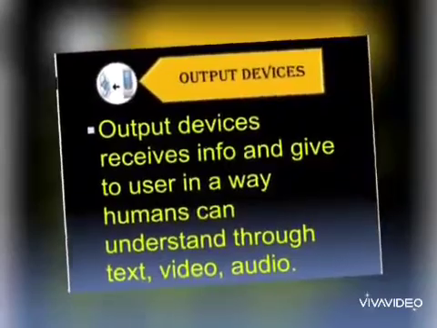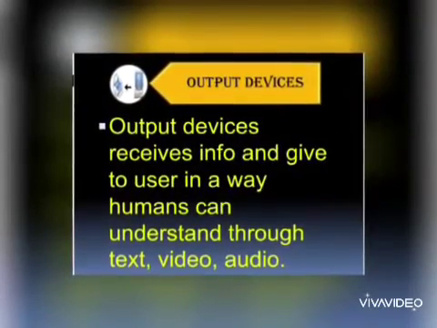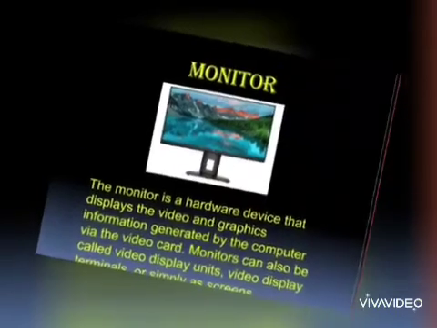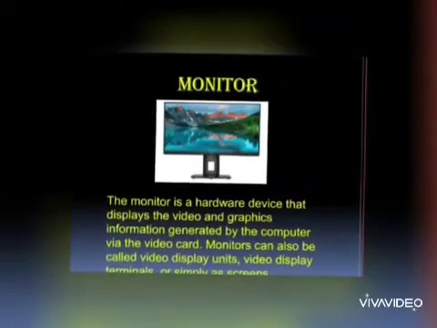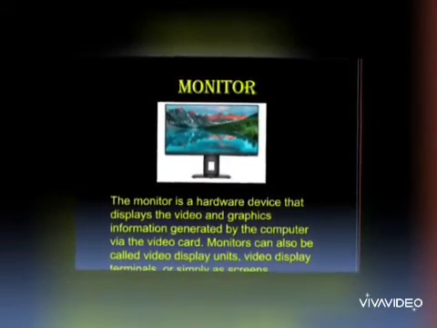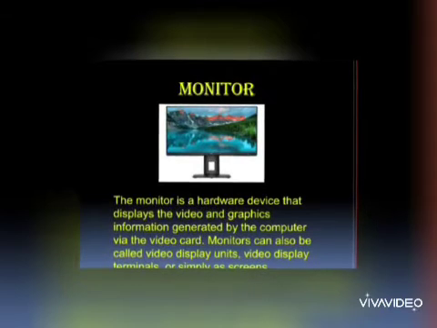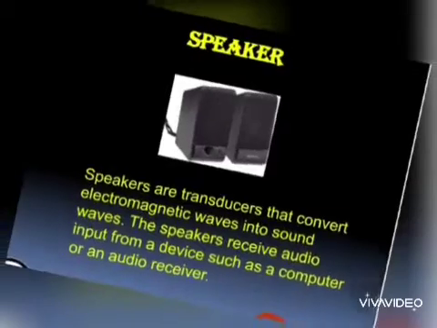Output devices. Output devices receive information and give it to the user in a way humans can understand through text, video, and audio. Monitor. The monitor is a hardware device that displays the video and graphics information generated by the computer via the video card. Monitors can also be called video display units, video display terminals, and simply screens.